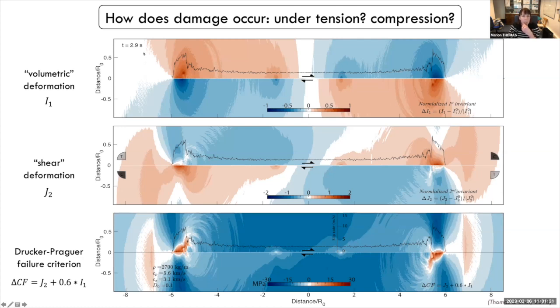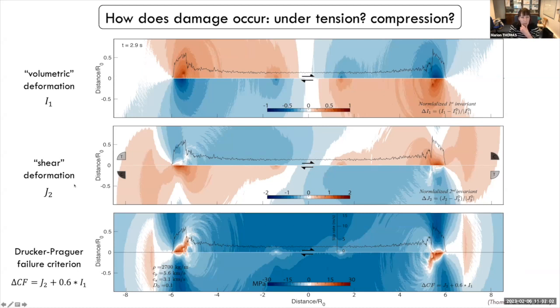So here at the top, I'm plotting the first invariant of the stress tensor. It kind of gives you the volumetric deformation. This is normalized with the stress field at the beginning of my simulation. So basically, if it goes above 1, that means I'm overcoming the compressive regime. I'm under a tensile regime. So you can see this is not happening.